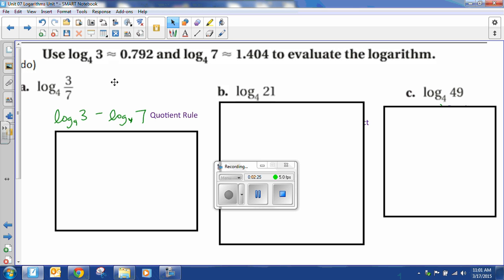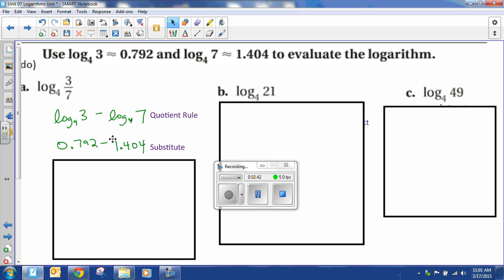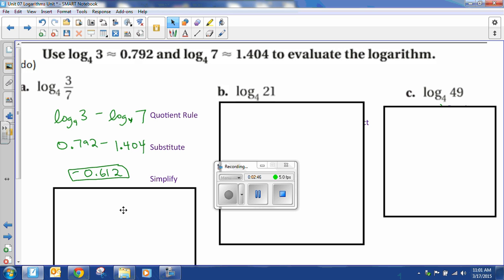And a quick way that I like to memorize this is the fraction bar looks like a subtraction sign. Just take it and put it between the two of them and write down log base 4 twice. And fortunately, we know what each of these values are without the use of a calculator. So we substitute these values in. And then we simplify, and our answer is negative 0.612.